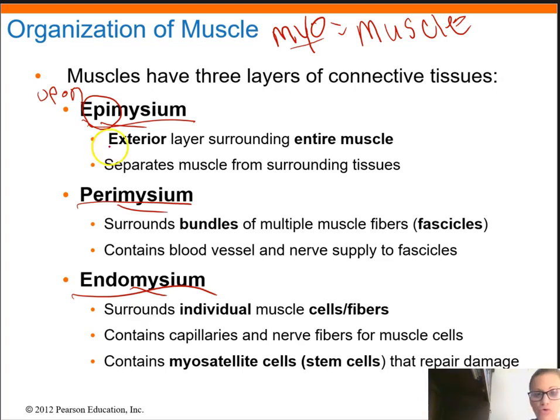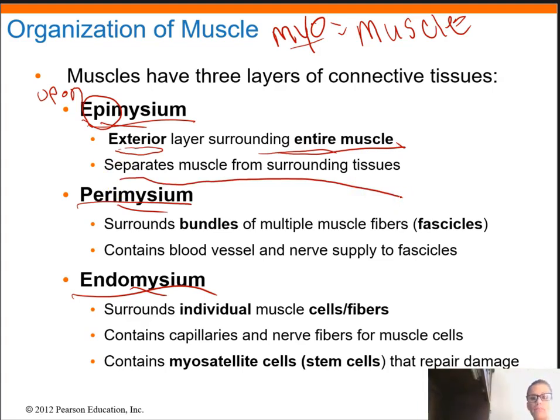This is the outermost or exterior layer that surrounds the entire muscle. So we're talking big, right? Like your whole deltoid muscle up here, this whole big shoulder muscle is surrounded by an epimysium. The epimysium is kind of a thick, tough, fibrous layer. It's the strongest layer, and it separates the muscle from the surrounding tissues.